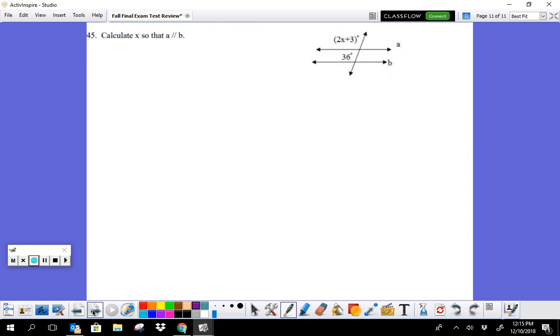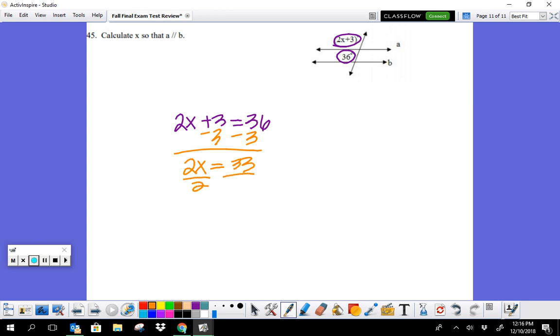45, calculate x so that A is parallel to B. Okay, well if A is parallel to B, that means that these two angles are corresponding, so they are congruent. So 2x plus 3 equals 36, and I'm just going to solve this. So I'm going to subtract 3. So 2x equals 33. Divide by 2. You could leave it as 33 over 2. Okay, or if you see on the test that they're decimal answers, then that would be 16.5.